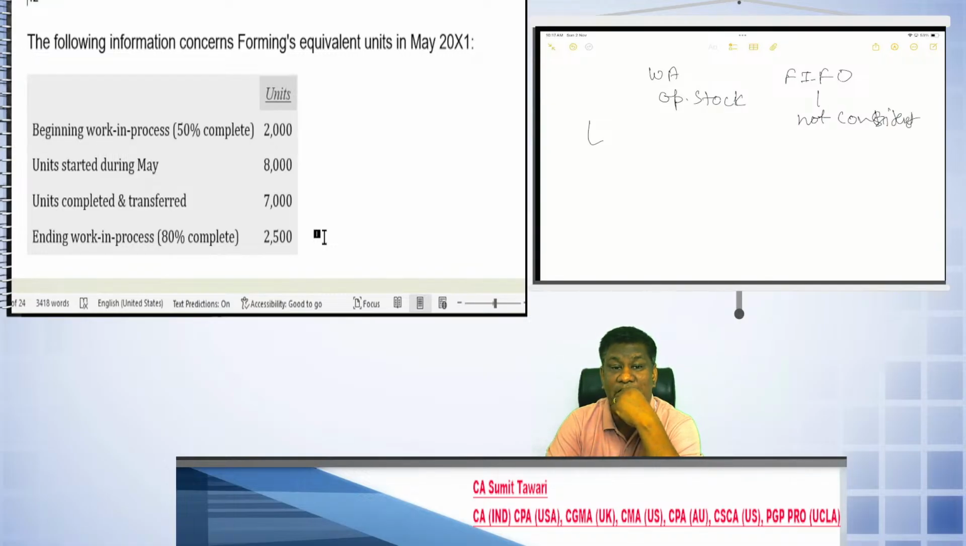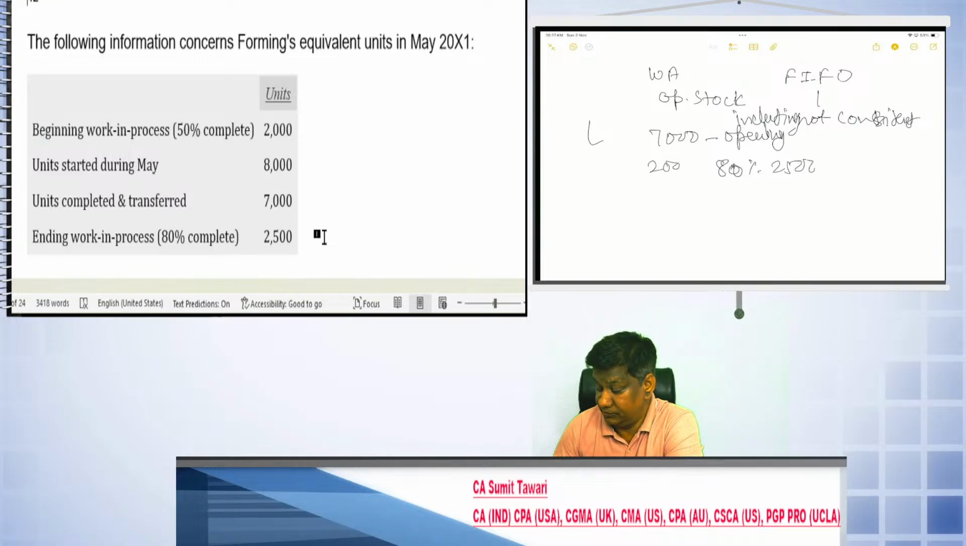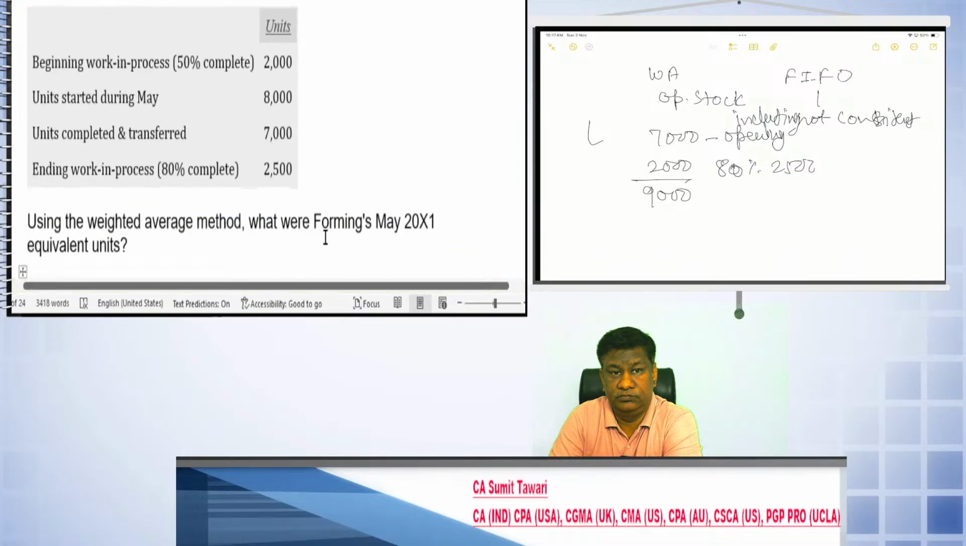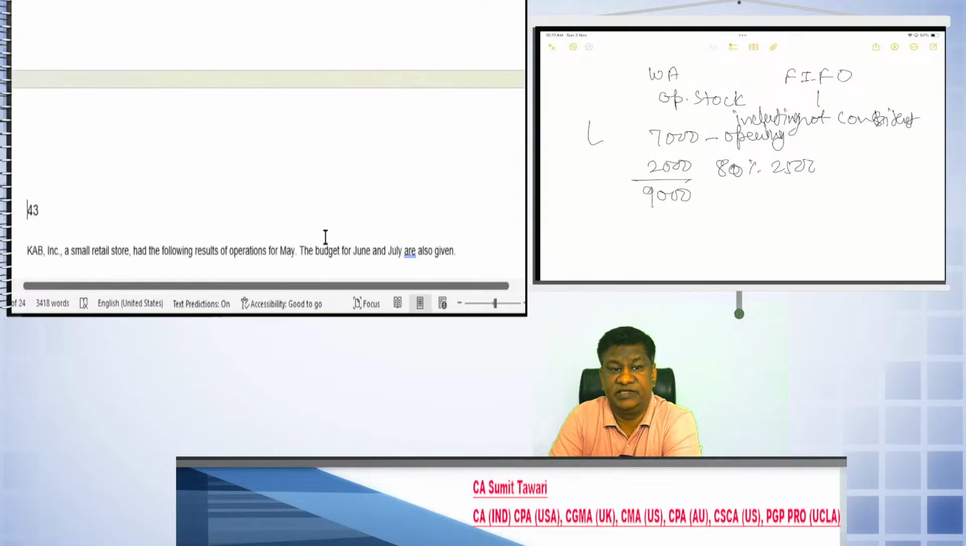Is it 9,000, sir? Yeah, 9,000. So it is basically the 7,000 total units produced, this is including opening. And then 80% of 2,500, so it is 2,000. C is the right answer.